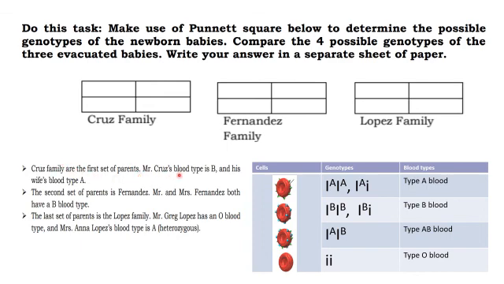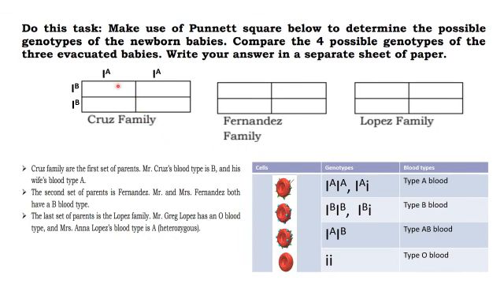Mr. Cruz has blood type B and Mrs. Cruz has blood type A. So let us put the genotype of the blood type of Mr. Cruz here and the blood type of his wife here. Mr. Cruz's blood type is B, and Mrs. Cruz has blood type A. Why did I put it like this? Because these are the genotypes of blood type A and blood type B. I only use the first set of their genotypes.